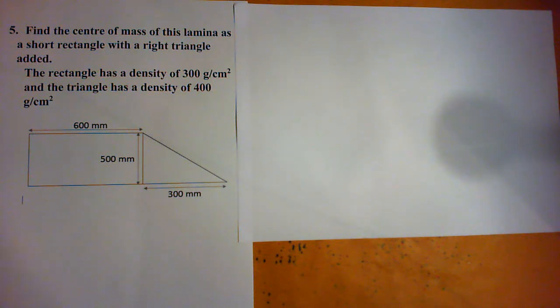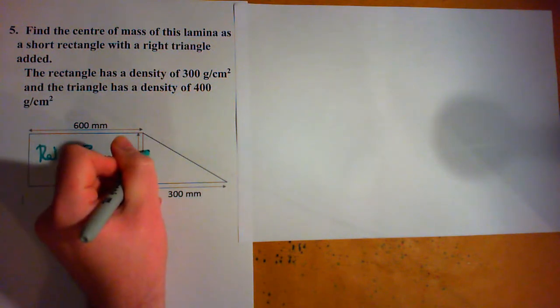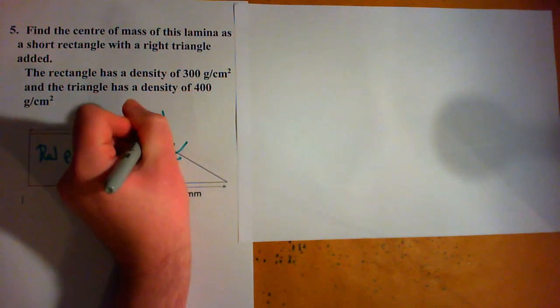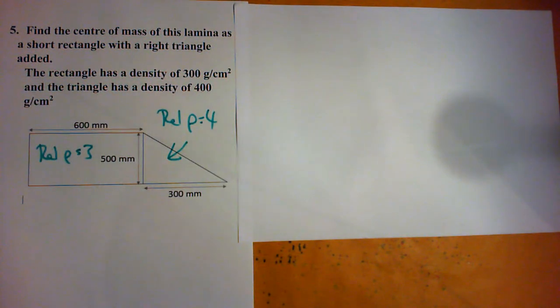The rectangle has a density of 300 grams per centimetre squared and the triangle has a density of 400 grams per centimetre squared. So we'll go with a relative density for the rectangle of 3 and for the triangle we'll go with a relative density of 4 because that makes it a little bit easier to work with, but it keeps the densities in the same ratio.